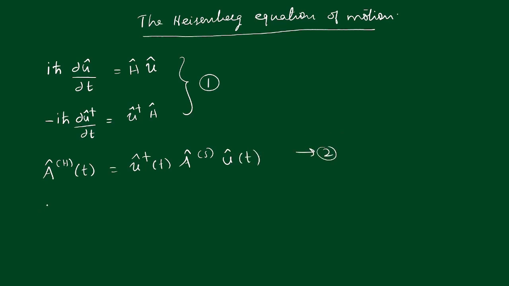Now what we need is the time derivative. So we assume that A S has no explicit time dependence. In the Schrodinger picture, explicit time dependence of the operator is a different case. The Hamiltonian could be depending on time in the sense that the energy changes with time. This is possible, it means an explicit time dependence.